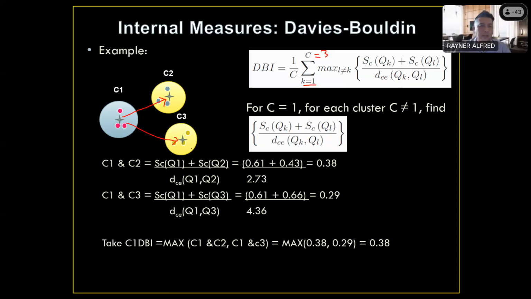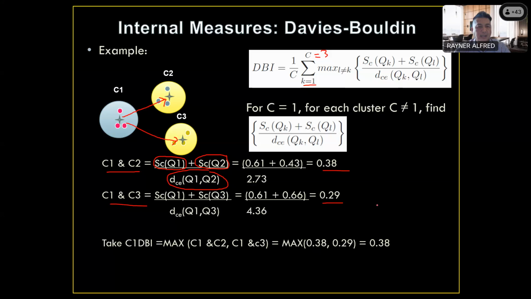Okay, so first we look at the K1 and cluster 1 and cluster 2. So we take the compactness of cluster 1, compactness of cluster 2, divided by the distance between cluster 1 and 2. So we get this one from our previous calculation, and we get 0.38. Now we do it again for cluster 1 and cluster 3. Okay, so we plug in the value, we get 0.29.